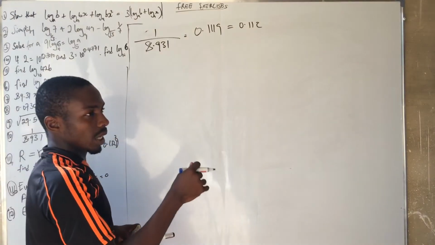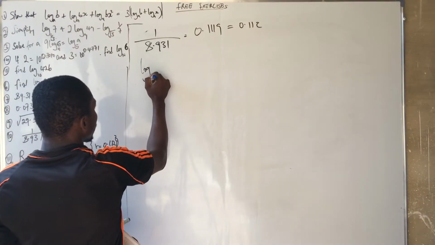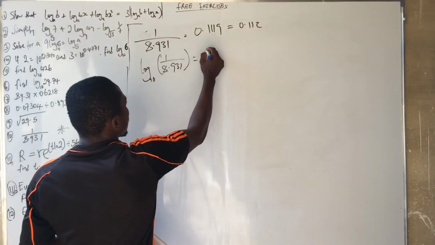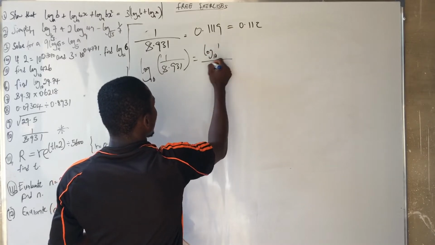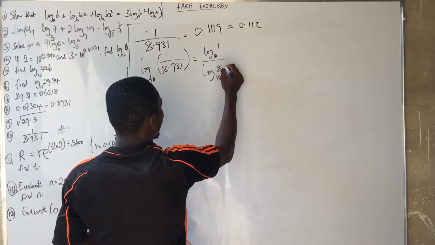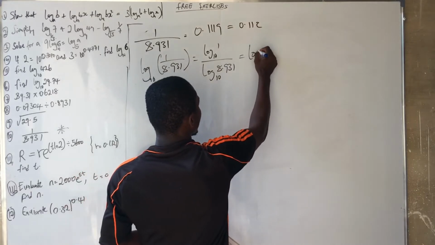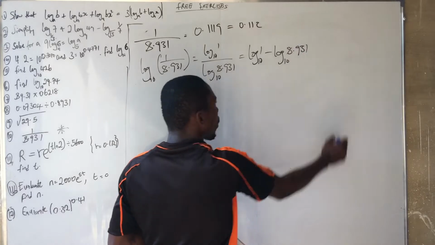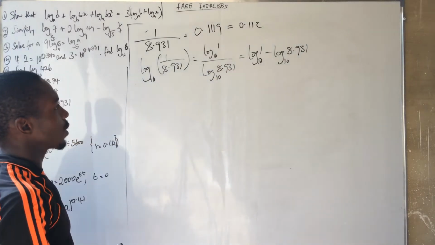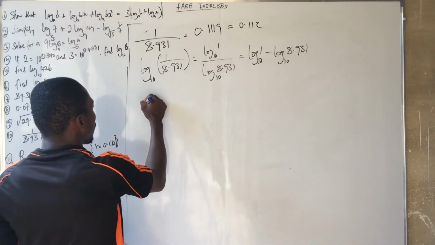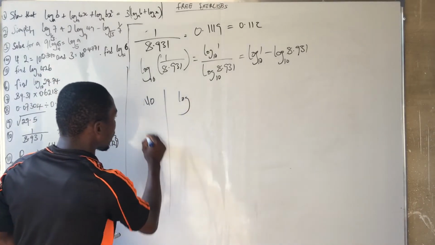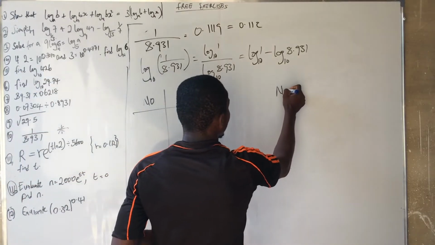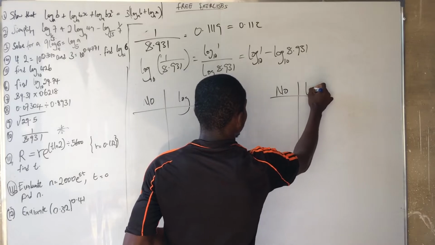I will take the log to base 10 of this number, log to the base 10 of 1 over 8.931. This is equal to log to the base 10 of 1 minus log to the base 10 of 8.931. So now, since I've arrived at this place, it's going to be easier for me to put it in number and logarithm. Let us say that this one is the one we're going to use the 4-figure table to solve, and this one is the one we're going to use the calculator to solve.